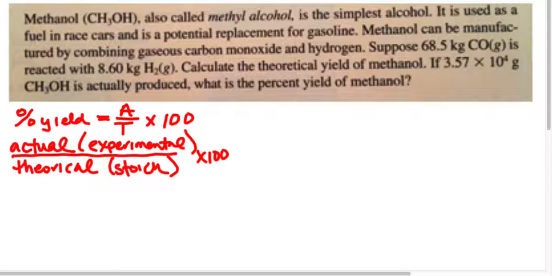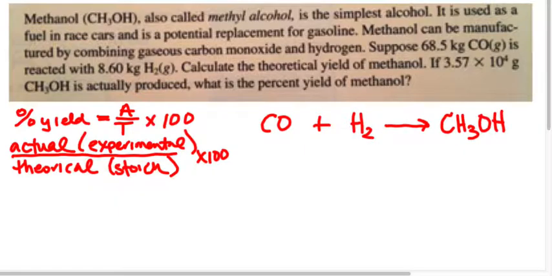Okay? All right, so let's take a look at this example. It's kind of a cool example. It says methanol, also called methyl alcohol, is the simplest alcohol. It's used as a fuel in race cars, and it's a potential replacement for gasoline. Methanol can be manufactured, now we're going to write an equation from this, by combining carbon monoxide, what's the formula for that? Plus hydrogen. And we're going to make methanol. They gave us the formula. What's the formula for methanol?